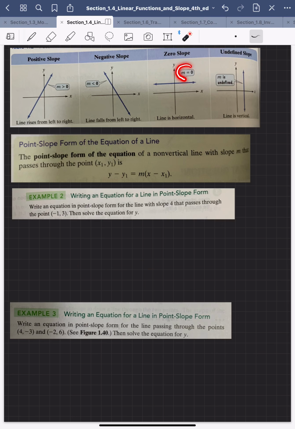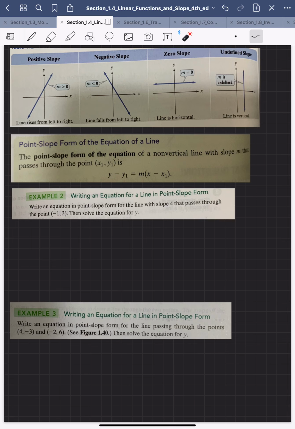So if m equals 0, if slope equals 0, then this is what your line looks like. It looks like a horizontal line. It's also possible that your slope is undefined. And we're going to come back to this idea in just a second. But if it is undefined, then you would expect to have a graph that is completely vertical. All right, well, where do we go from here?